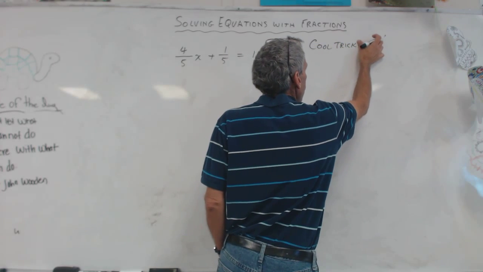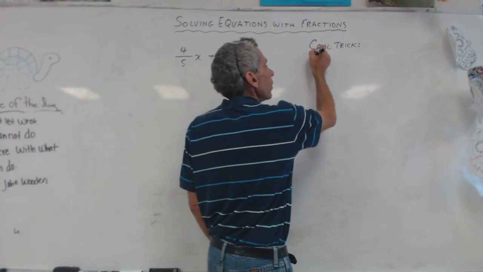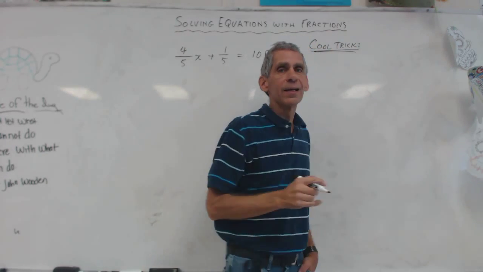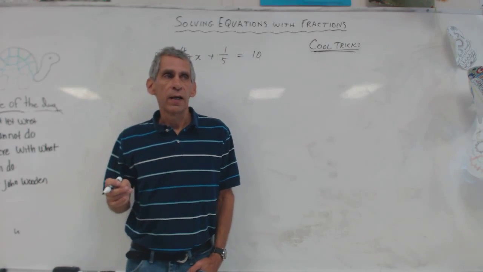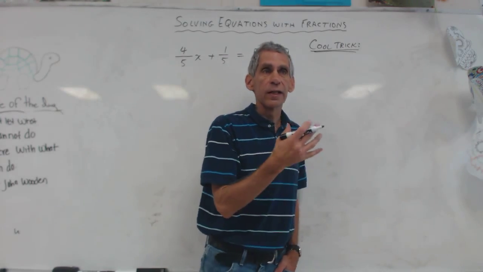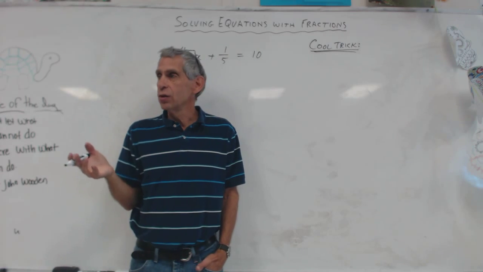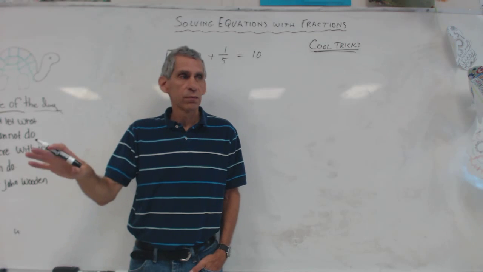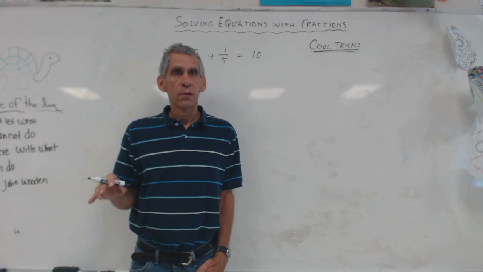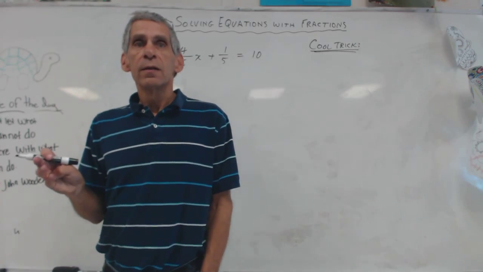Now I'm going to just mention something. This only works when the fractions are in an equation, right? Now if I just gave you a fraction, or like 1/2 plus 3/5, you can't just use this trick. So there has to be an equal sign for the trick to work.